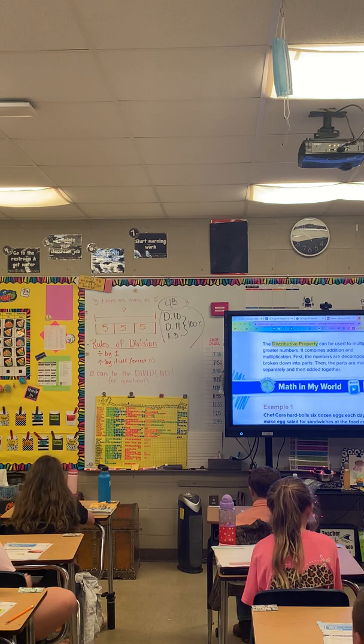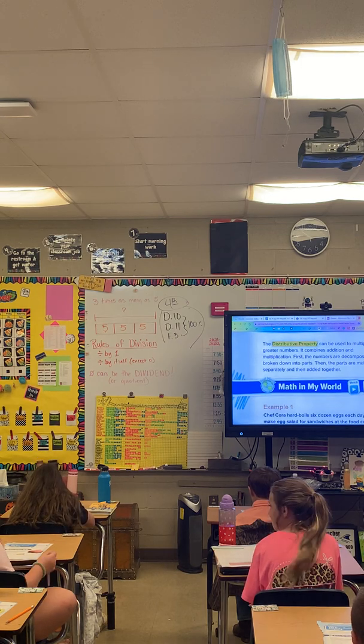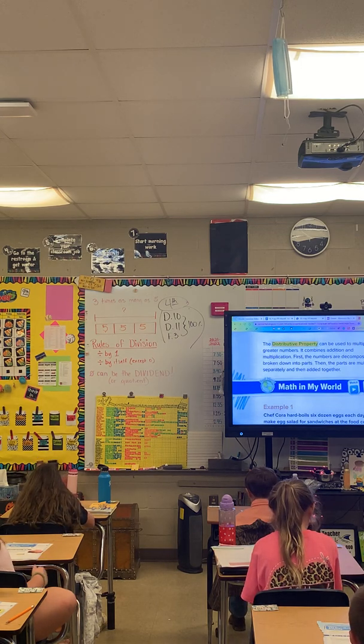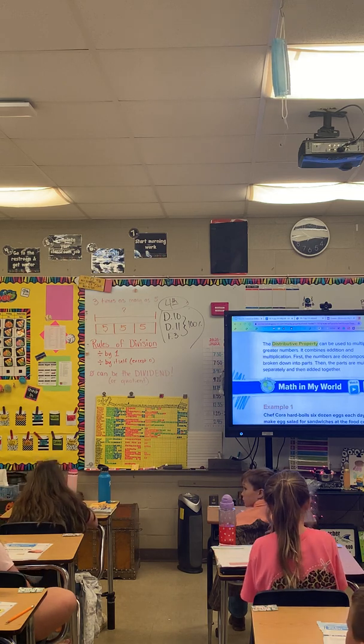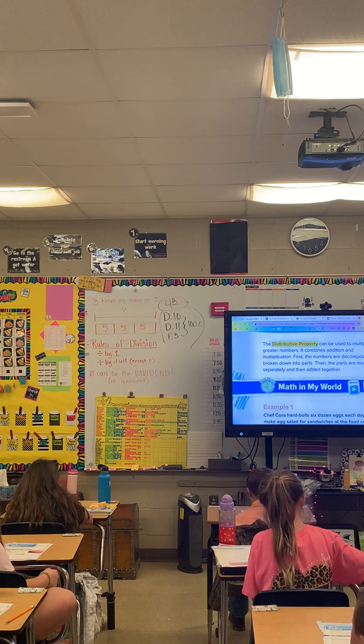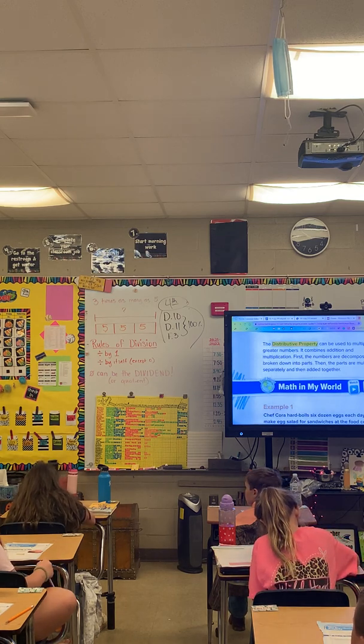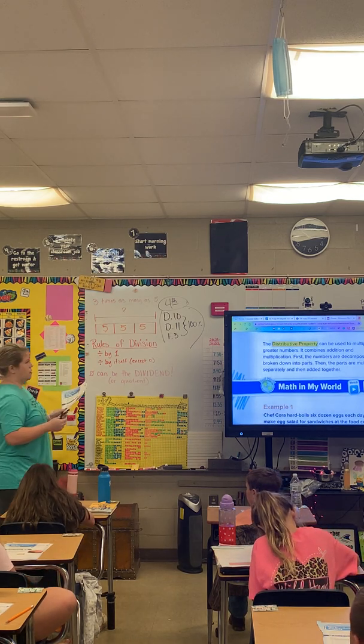Kaylee Joe is going to read the paragraph underneath the distributive property. But first, everybody say, distributive property. Distributive property. Good. Kaylee Joe, whenever you get ready. The distributive property can be used to multiply greater numbers. It combines addition and multiplication. First, the numbers are decomposed or broken down into parts. Then, the parts are multiplied separately and then added together.